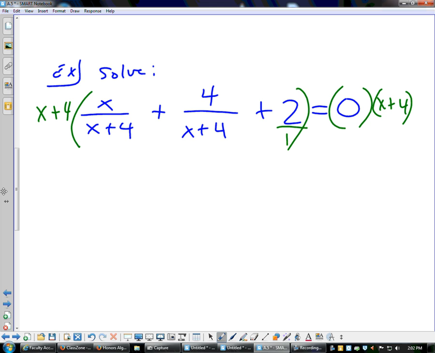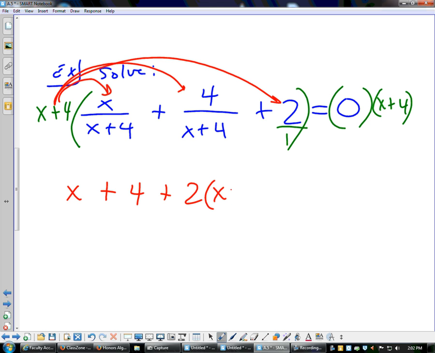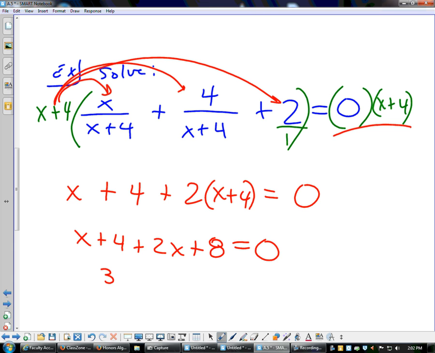If I distribute x plus 4 times this first fraction, I would get x. If I take x plus 4 times 4 over x plus 4, I get 4, plus take the x plus 4 times 2, and I'm going to get 2 times x plus 4 equals, and on this side, of course, 0 times anything is still going to be 0. And so we could clean this up. x plus 4 plus 2x plus 8 equals 0. Combining like terms, 3x plus 12 equals 0. So 3x equals negative 12, and x equals negative 4. So that is our solution.